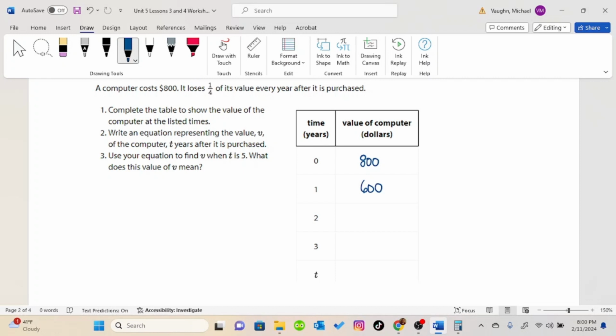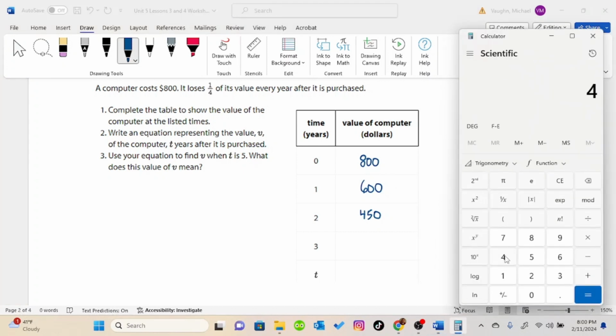Now we go another year. It loses 1/4 of its value, but keeps 3/4 of its value. And that would be $450. We go another year. It's going to keep 3/4 of its value. So we're going to multiply 450 times 0.75, which is $337.50.